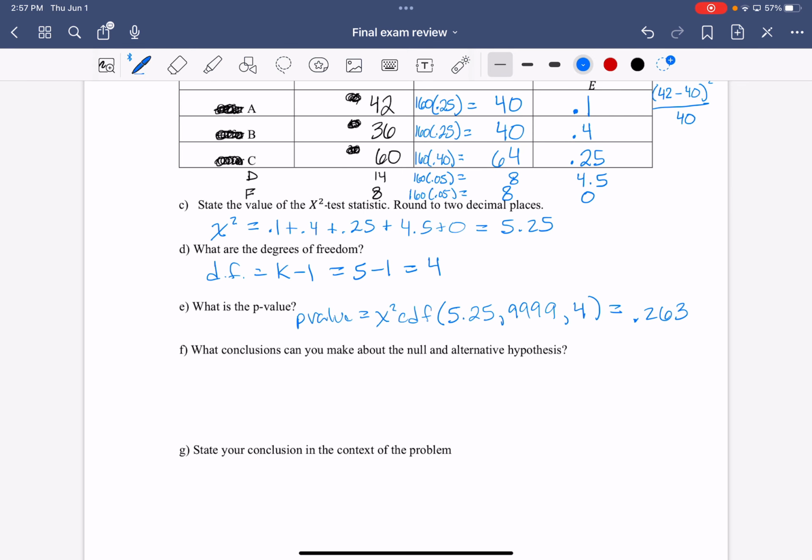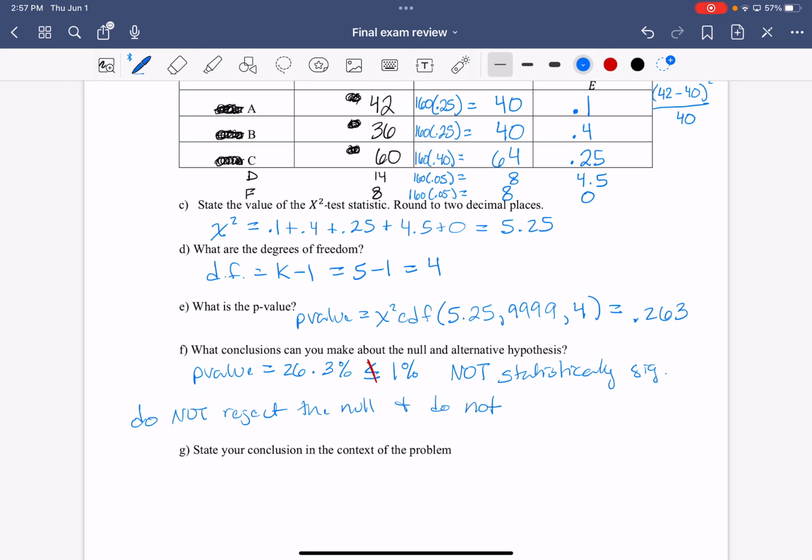Part F, what conclusions can you make about the null and alternative hypotheses? Well, the p-value is 26.3%. What was our level of significance? 1%. So definitely a no, right? 26.3% is not less than 1%, meaning it is not statistically significant. So we do not reject the null and do not support the alternative.